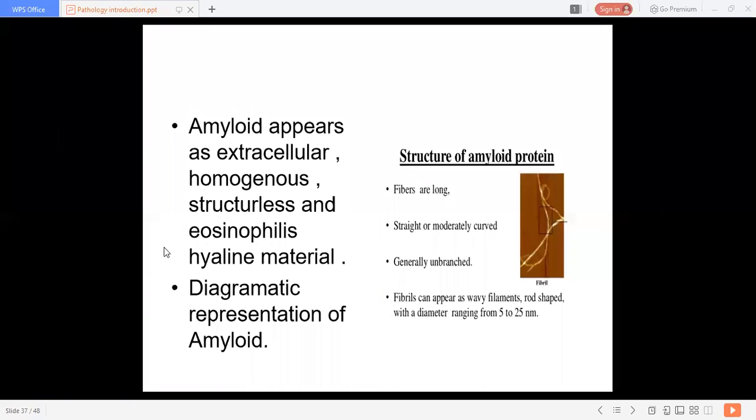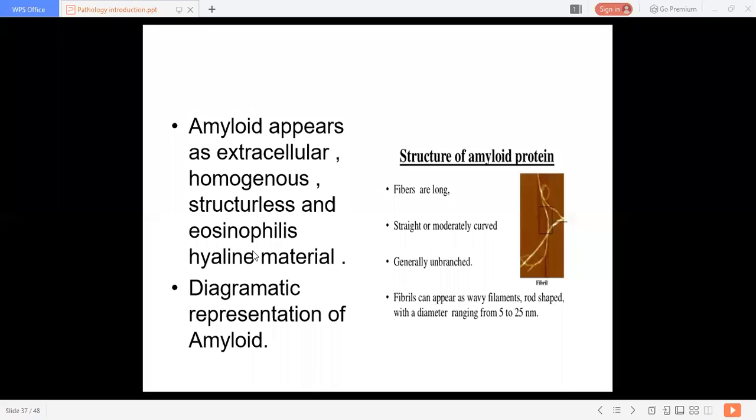The last character of this protein is extracellular deposition. It is homogeneous, as written here in this slide. Amyloid appears as extracellular, homogeneous, structureless, eosinophilic hyaline material because it takes eosinophilic stains. These are the characteristics of amyloid.